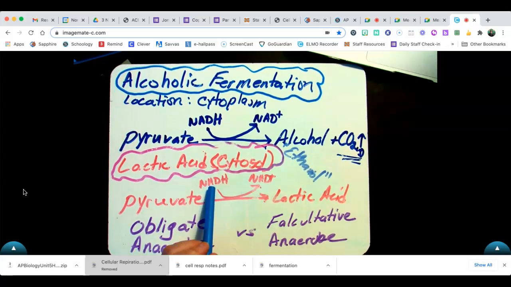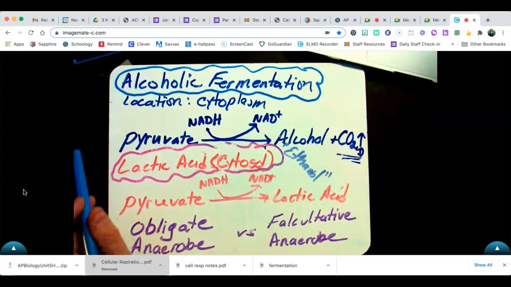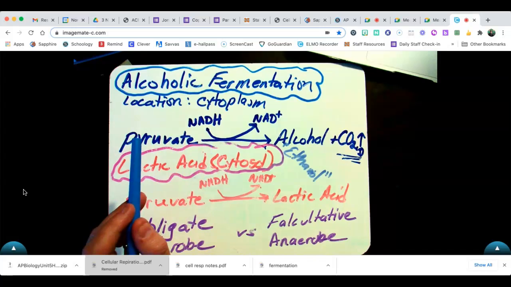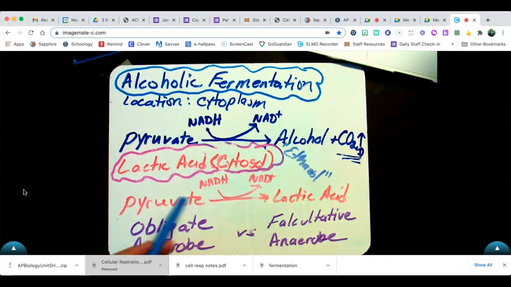And again, we have NADH coming in from glycolysis, dropping off those high energy electrons to help with the conversion, and we regenerate NAD+. And as long as NAD+ is being regenerated to go back into glycolysis to pick up those electrons, this process will continue. Lactic acid fermentation itself occurs in bacteria. It occurs in some animal cells.